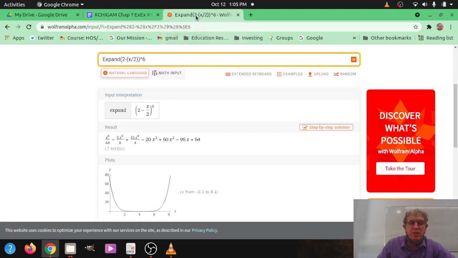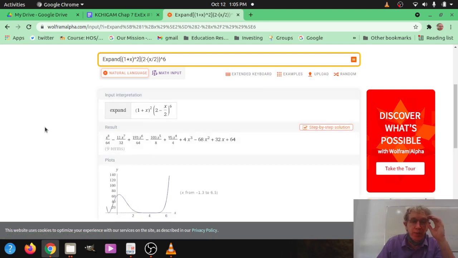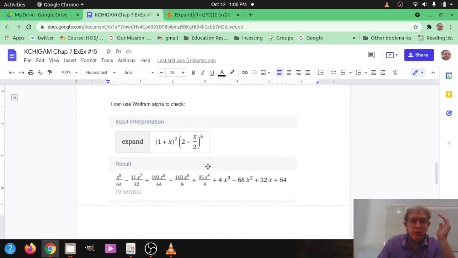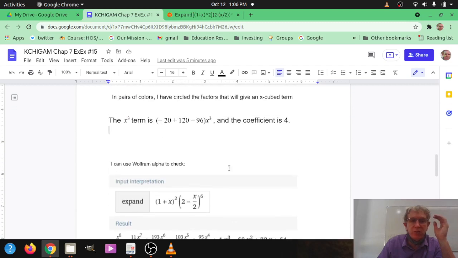So I've already got this here, so I just need to put a square bracket here. 1 plus x quantity squared, and then end the square brackets. Oops, yeah, that might work. Let's see what happens. Okay, that should work. Let's see. I'm going to get a lot of terms here. There they are. And you can see that the x cubed term has a coefficient of 4. So now I'm going to use Wolfram Alpha to check that absolutely my answer is correct. And I'm done.